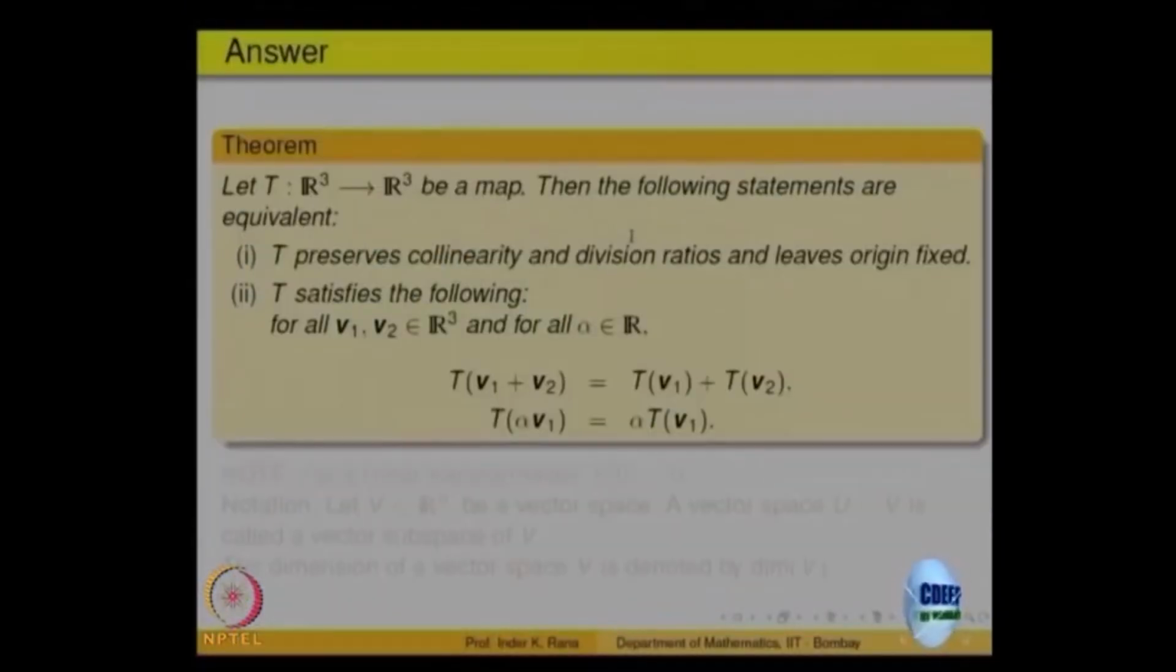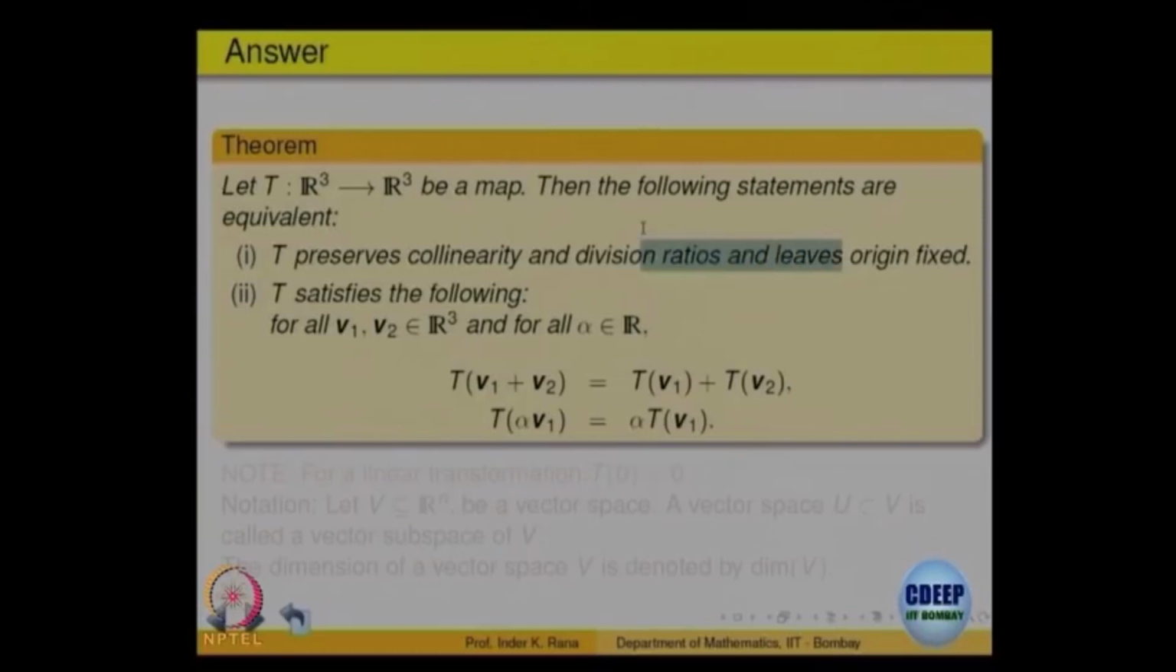So, one can prove a theorem, we will not prove that theorem, it is not very difficult, but we will assume it, that if T is a map from R3 to R3, then these two statements are equivalent. One, T preserves collinearity, division ratios and leaves origin fixed. Those are the transformations we want to look at.